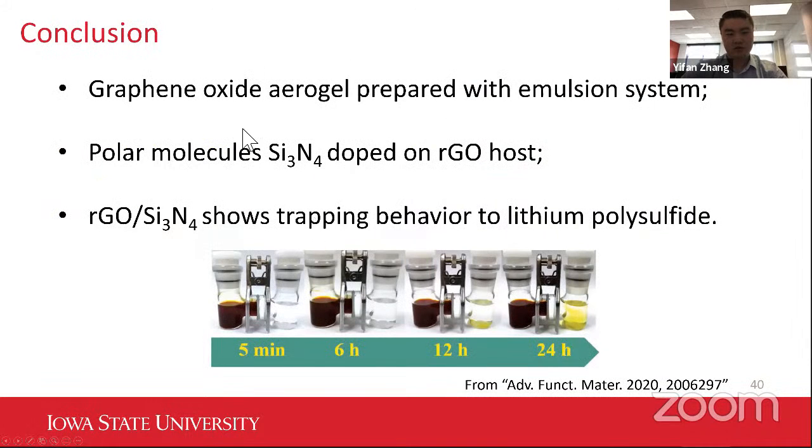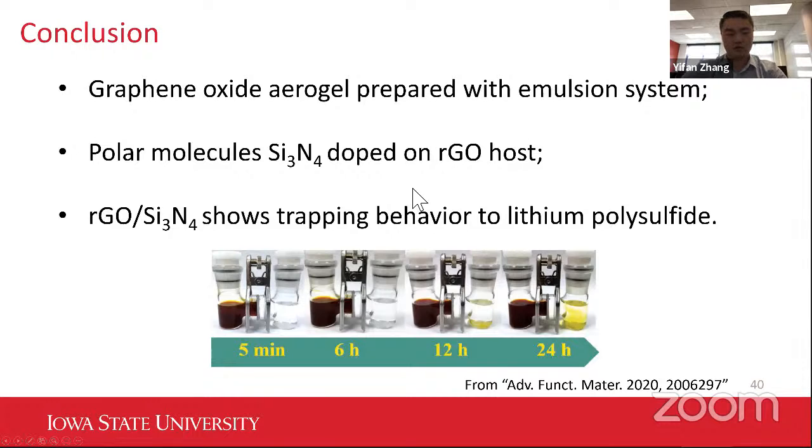So based on that, I draw the conclusion that right now we have successfully prepared the graphene oxide aerogel with the emulsion system as a precursor. This silicon nitride is an example for us to pick polar molecules to be doped on our host, which is reduced graphene oxide.